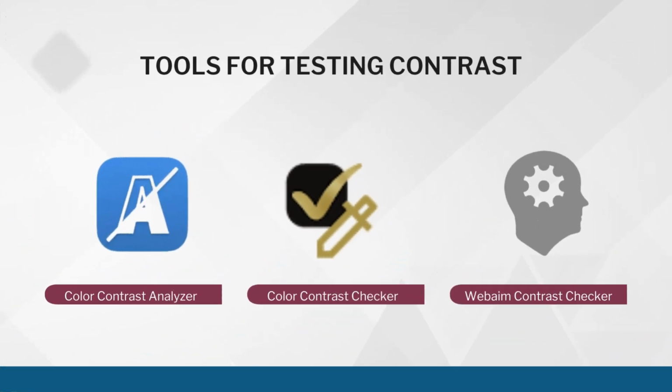Now we're going to get into the fun part. I'm going to show you 3 tools for testing your color contrast. There are dozens of them out there, so if you have one that you like, great. Otherwise, these are just 3 that you can check out. We're going to look at the Color Contrast Analyzer from TPGi, the Color Contrast Checker, and the WebAIM Contrast Checker. I picked these 3 specifically because we're going to be looking at an app option, something you can download and have on your desktop and use.